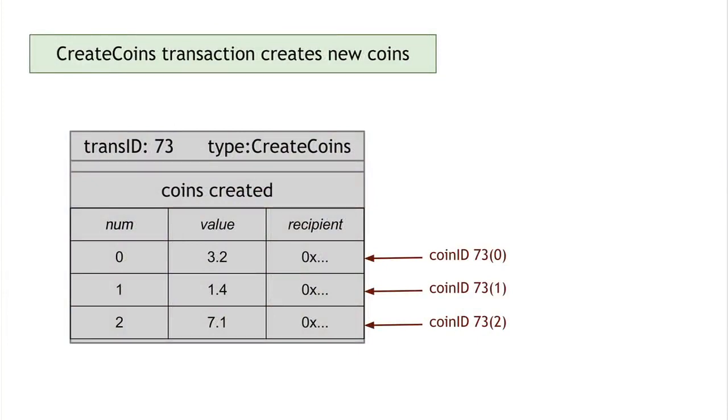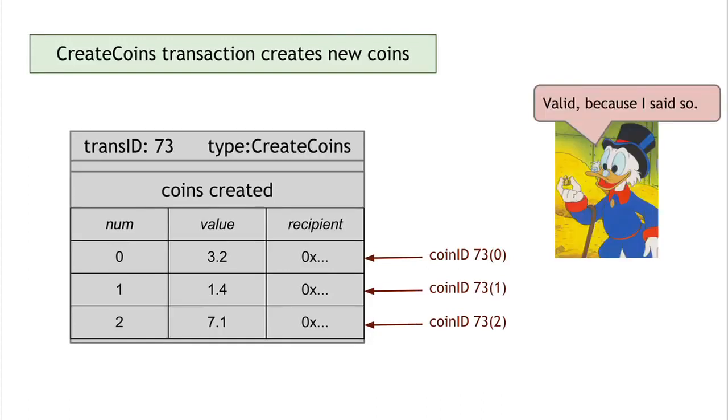Now we're going to have a concept in Scroge Coin of a coin ID. That refers to a particular coin. So this particular coin here is coin ID 73 because it was created in transaction 73 and it was number 0 within that transaction. Similarly, we have 73 73 and so on. So every coin in Scroge Coin has a coin ID that we can use to refer to it.